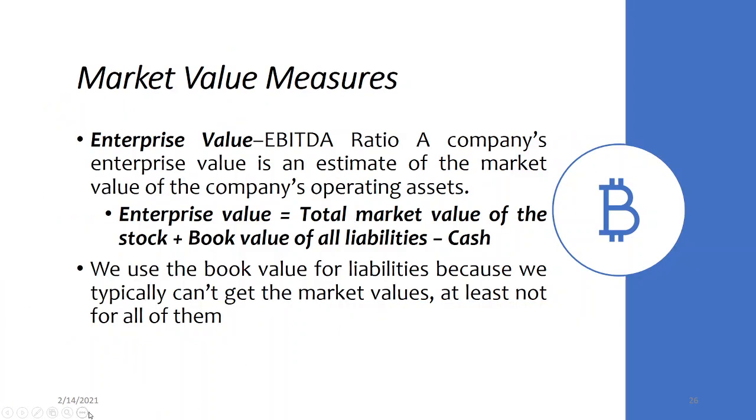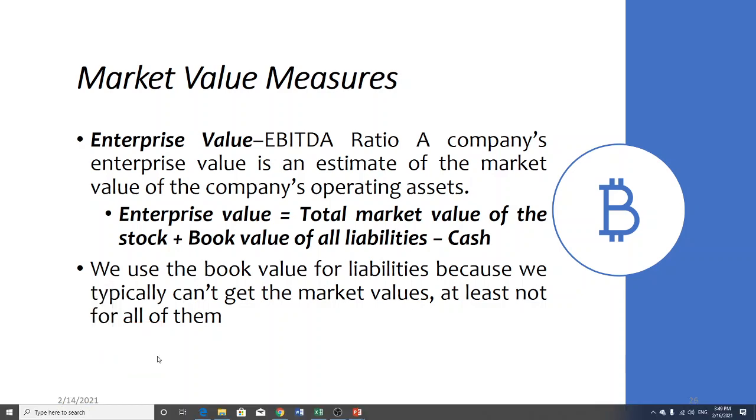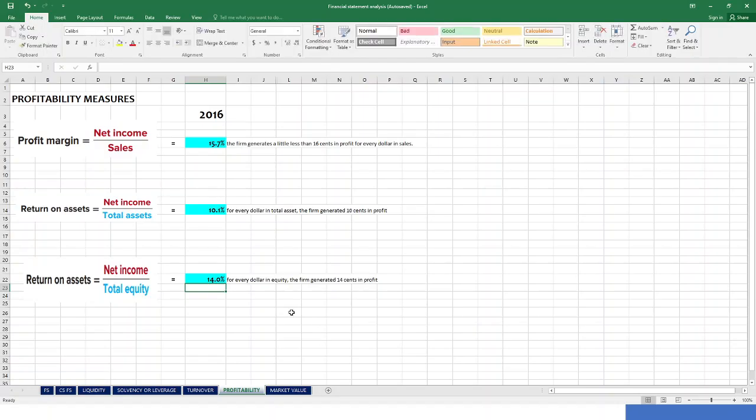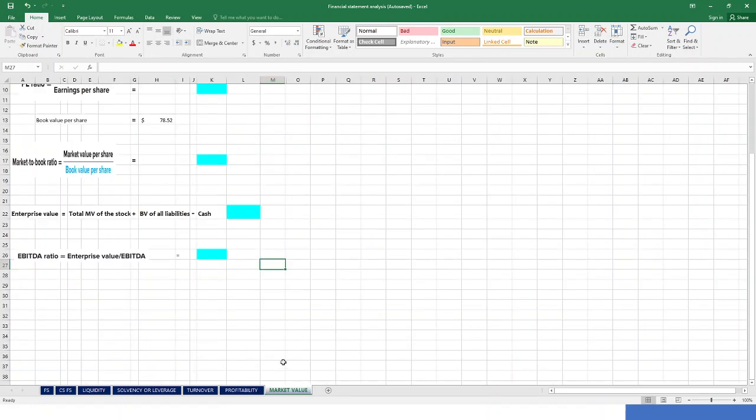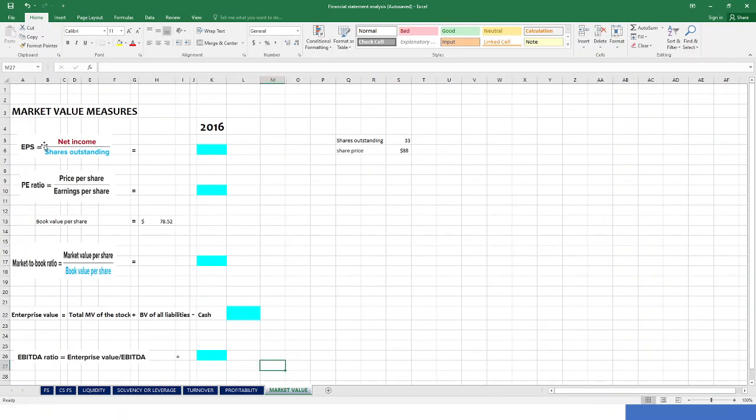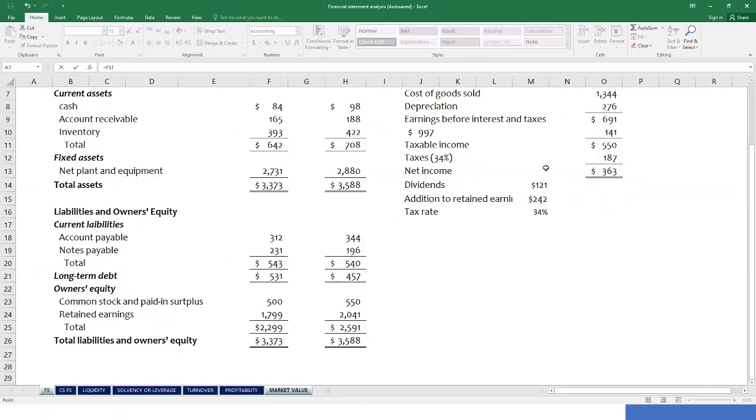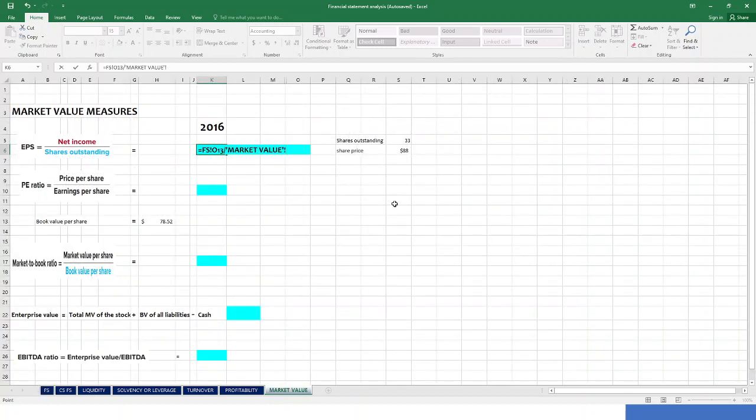So, let's go back to our Excel to demonstrate this. I think this is the last item in our lecture. So for the market value ratios, we have earnings per share, which is net income over the total shares outstanding. Net income is this, divided by the total shares outstanding, which is this, 33. So enter, that is $11.